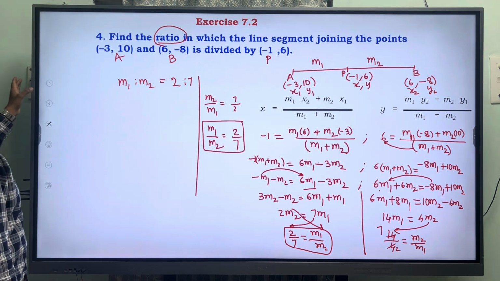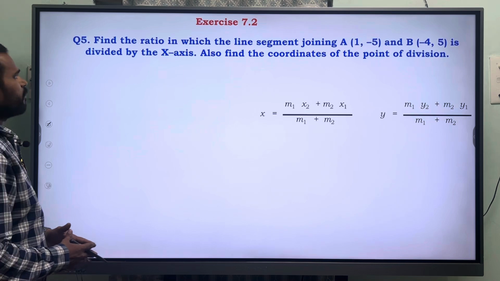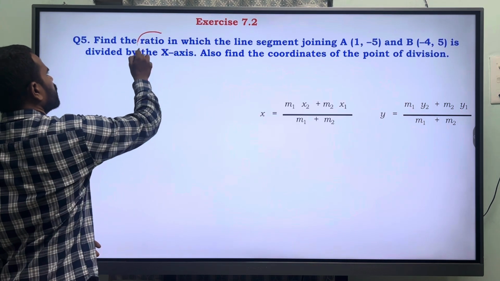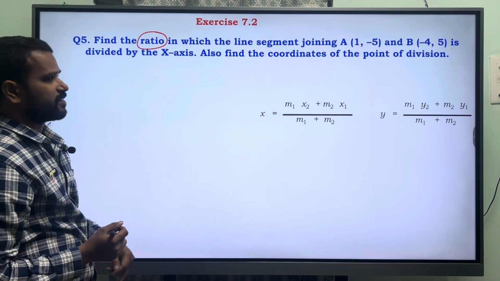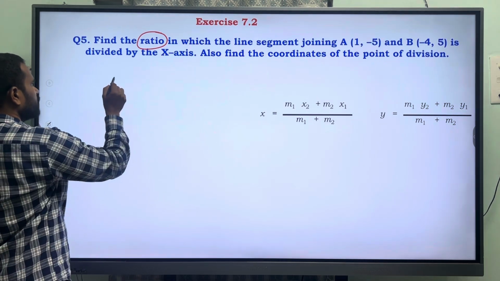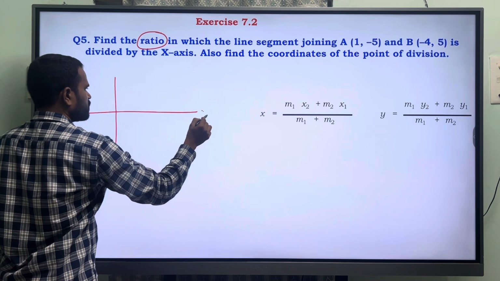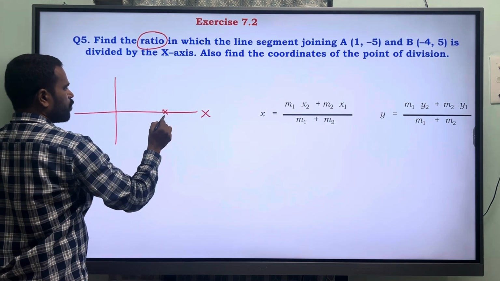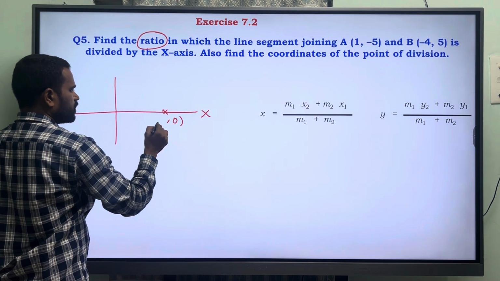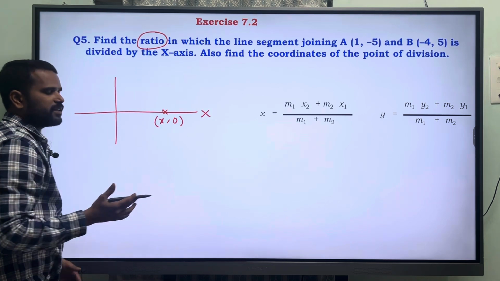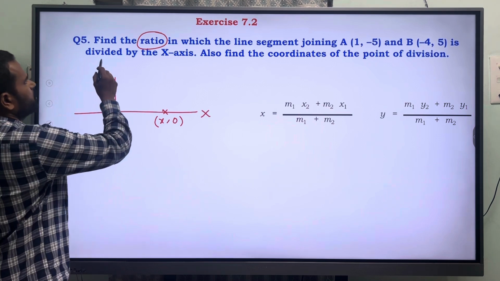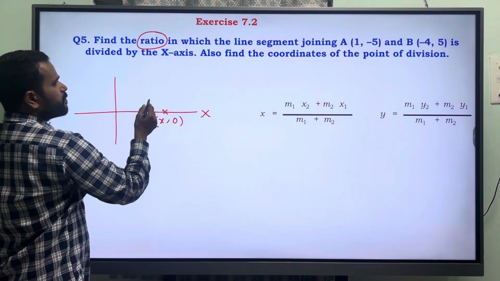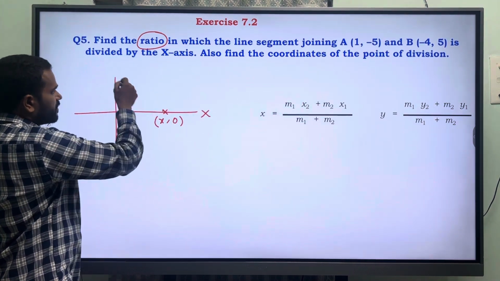So let us go to the next question. Find the ratio in which the line segment AB is divided by the x-axis. See here, x-axis means, on the x-axis, y coordinate is what? 0, and x will have some value, right? So the ratio in which the line segment AB is divided by the x-axis.